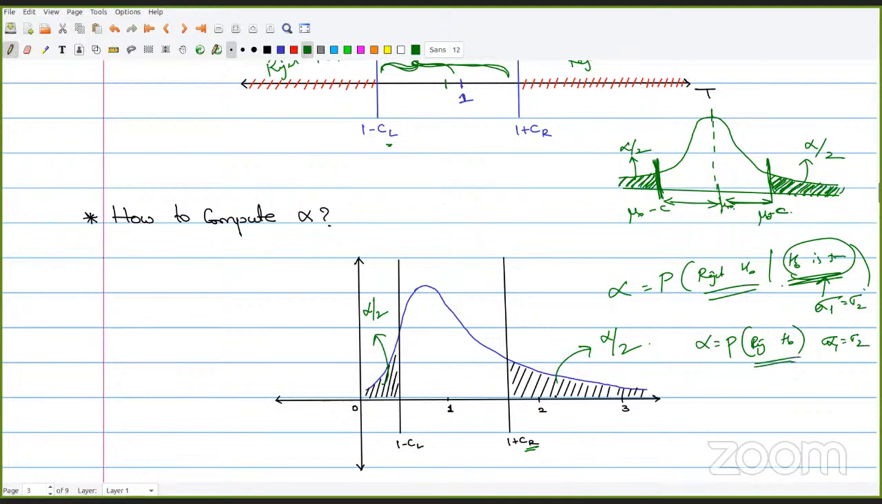So the probability of the rejection region in the normal distribution is symmetric, so you can divide alpha by 2 on the left side and alpha by 2 on the right side, and you can compute the critical value.